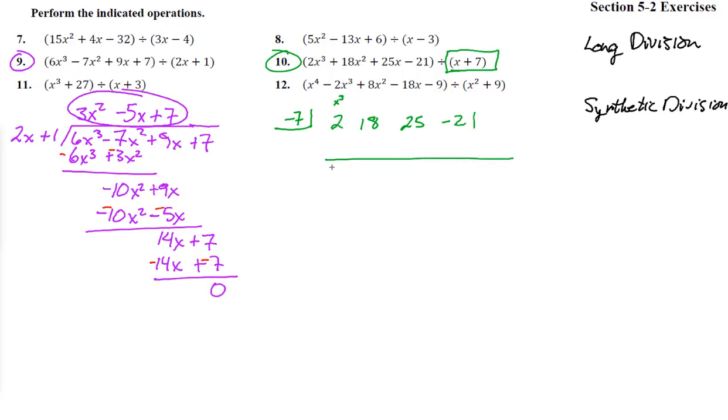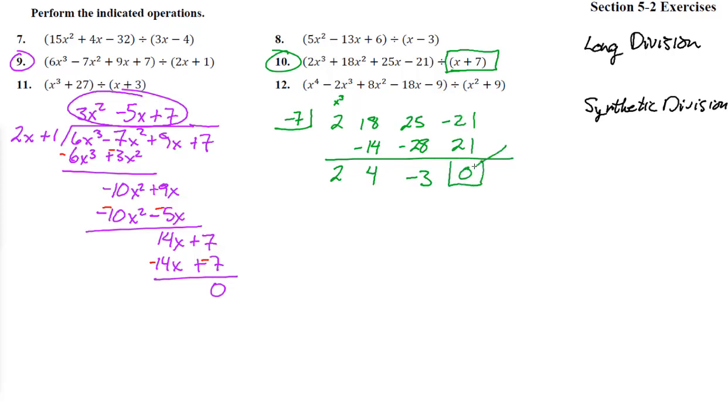We bring down the first one as a 2. Negative 7 times 2 is a negative 14. 18 and a negative 14 we're adding is a positive 4. Negative 7 times positive 4 is a negative 28. Negative 7, we add these and we get negative 3. Negative 7 times negative 3 is a positive 21. And that goes to 0.